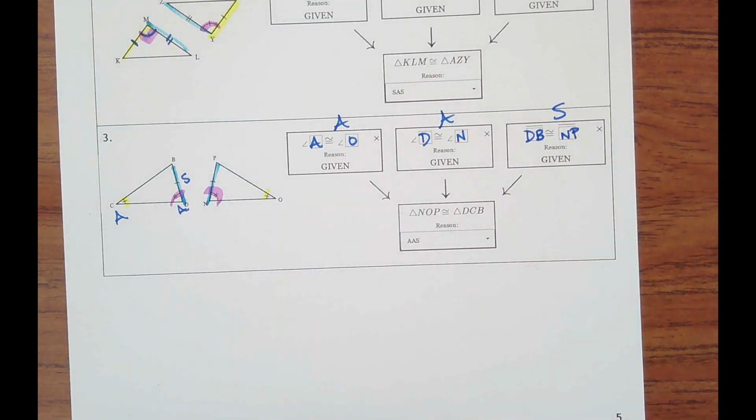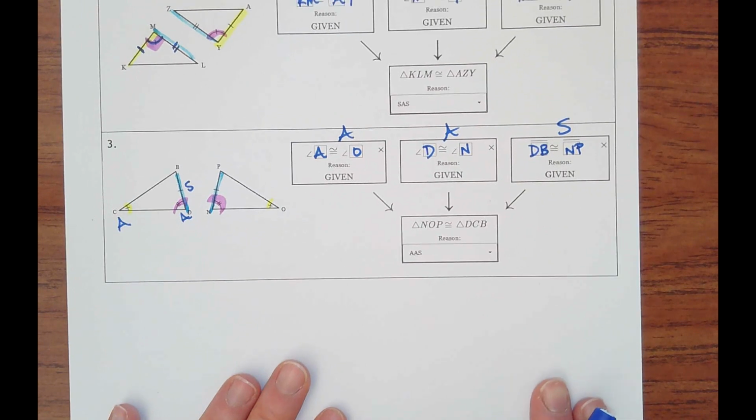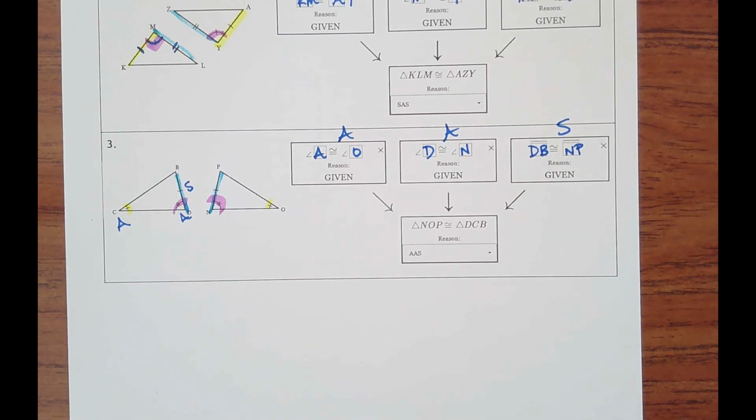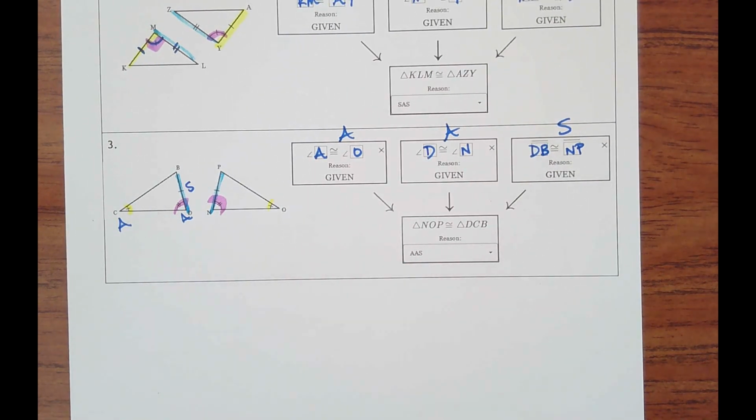And that's it. And like I said, just on Delta Math, you have to drop down the menus to tell what you're going to say is congruent and which reason is proving the triangles are congruent.